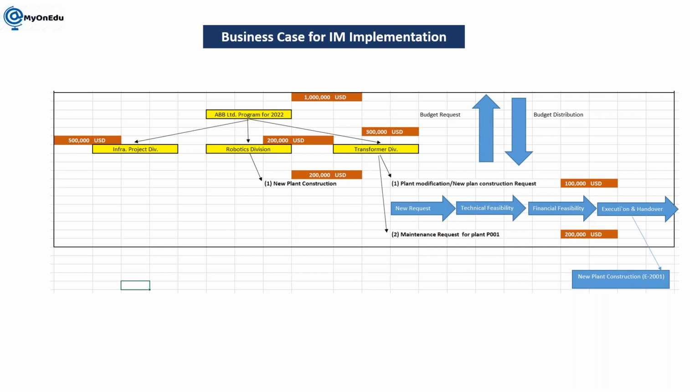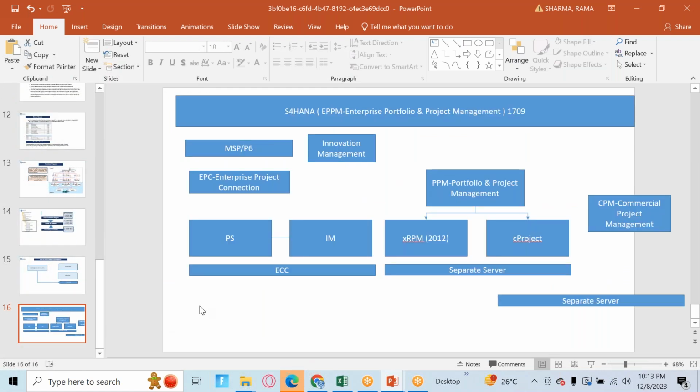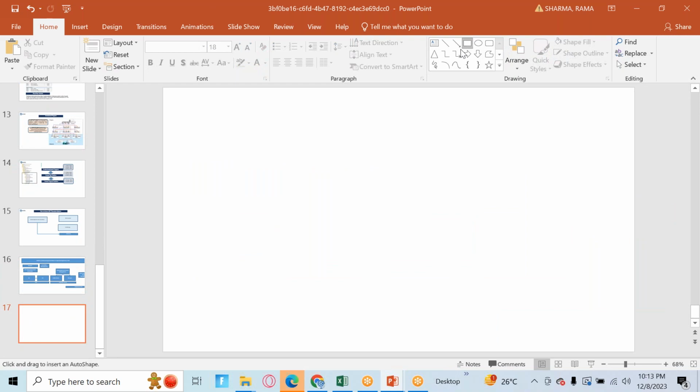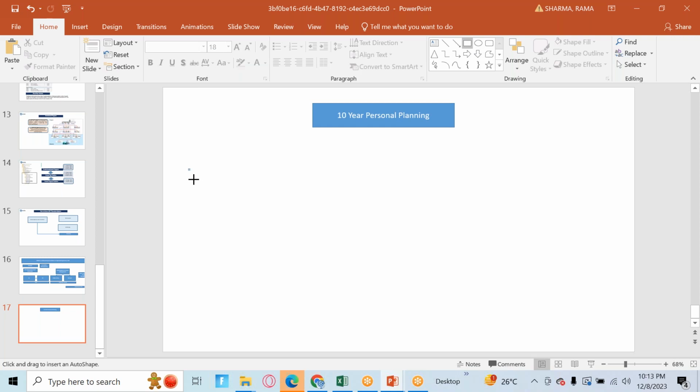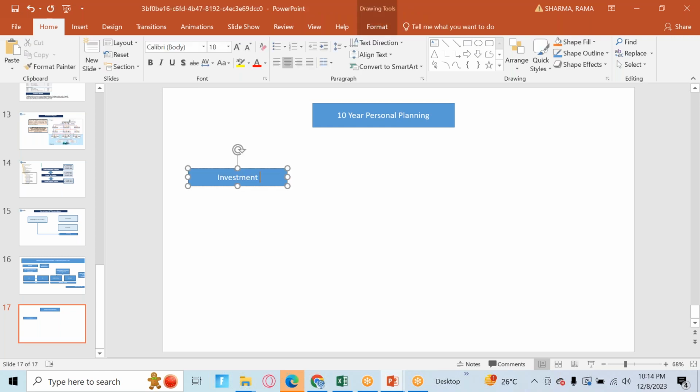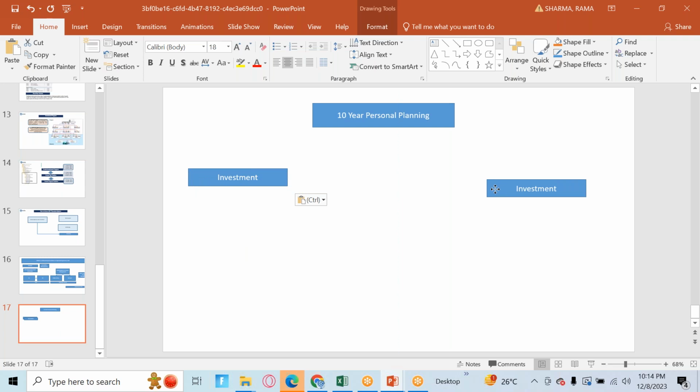You can correlate with your personal life also, how exactly this module can be implemented. I'll take one very small example. Let's say you are planning for your future, say 10 years of personal planning. In 10 years of personal planning, I will plan for some investment, and I need to plan some expenses, operations, or what my goals are to achieve in this particular period. Apart from investment, let's say I'll just call them other goals. So let us understand it in this way.